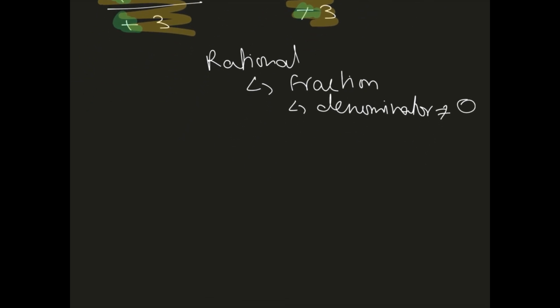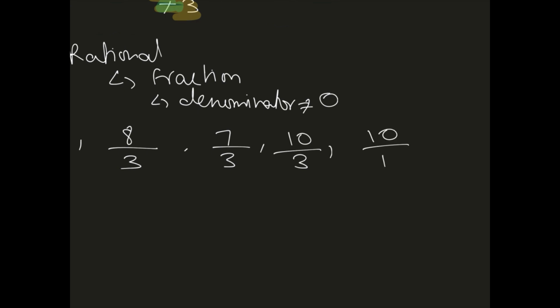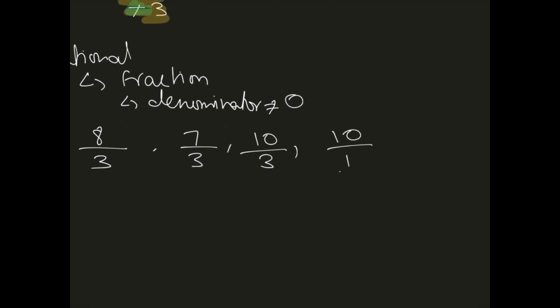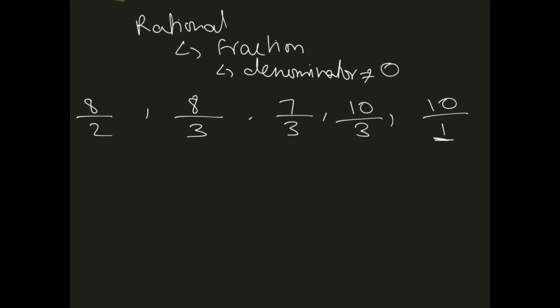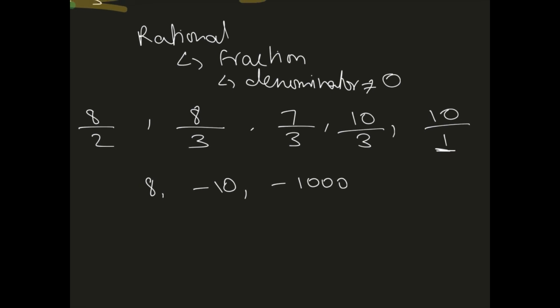So if we have a fraction 8 divided by 2, then it's a rational number. Even if we have 8 divided by 3, which is not perfectly divisible, it is still a rational number, right? 7 divided by 3, 10 divided by 3, even 10 divided by 1 is a rational number, because the denominator is not 0, it's 1. And any and every integer is a rational number. So 8, minus 10, minus 1000, it doesn't matter if the number is positive or negative, because when you divide it by 1, these can be expressed in the form of fractions, right? So these all are rational numbers.